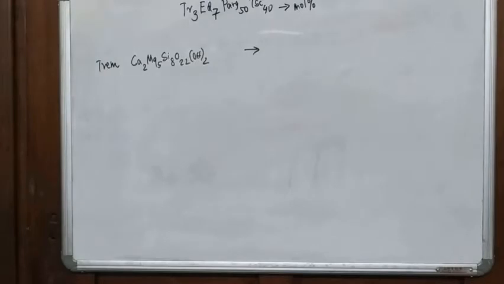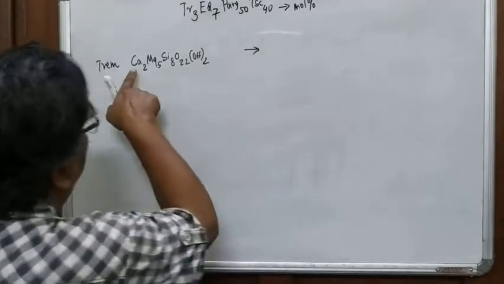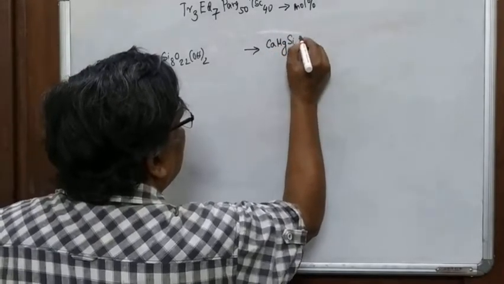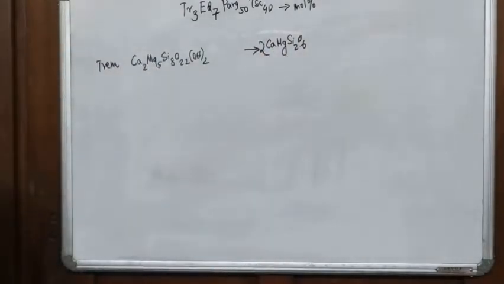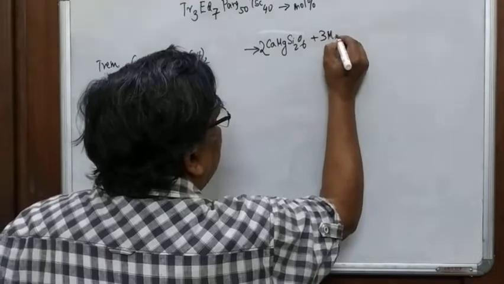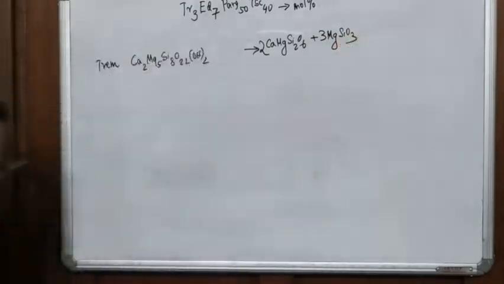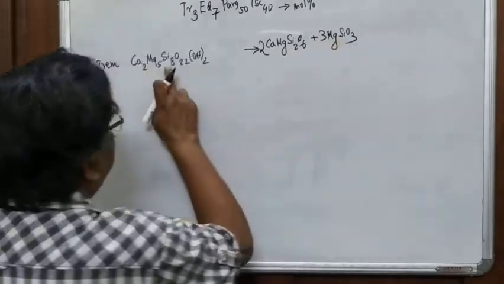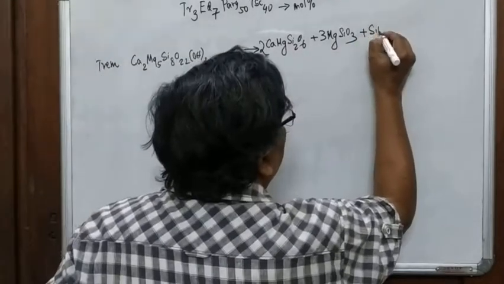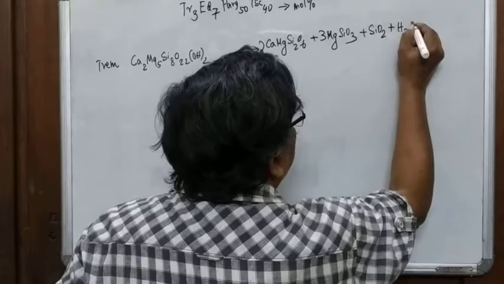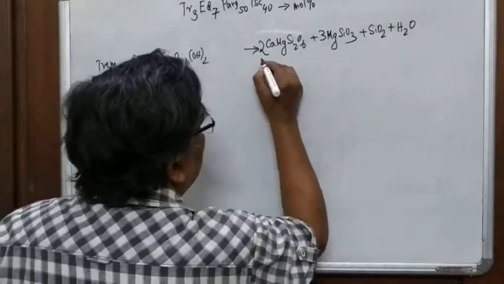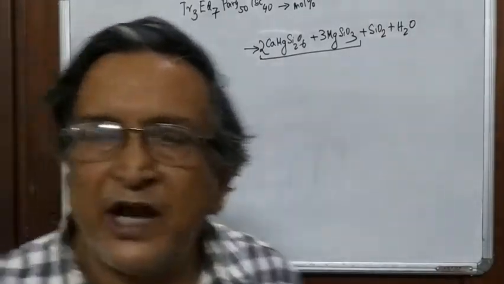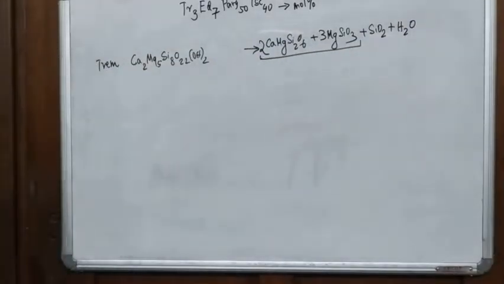And then at the higher temperature, what you will break down into is CaMgSi2O6, that's clinopyroxene, then 3MgSiO3, that's orthopyroxene, plus SiO2 and plus H2O. So what you get here is a two-pyroxene assemblage, and you have quartz as a product phase.